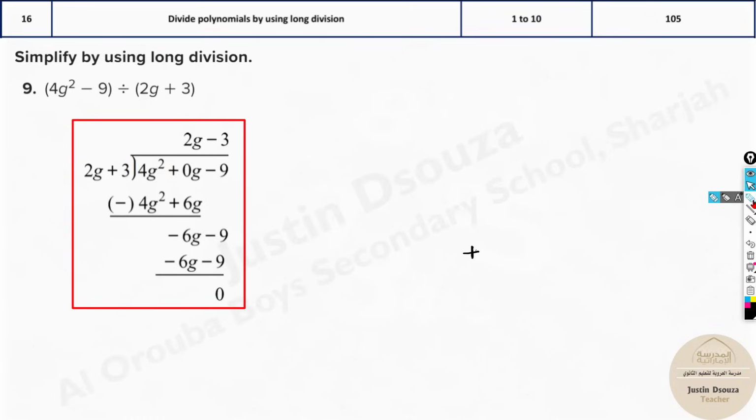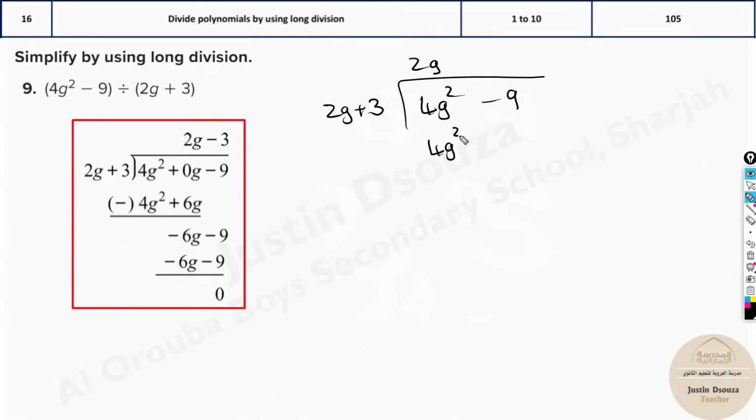Okay, now this is an important thing which we must remember here. So you can see there is 4g squared minus 9, and if we divide it by 2g plus 3, we get an error. Let us try this. 2 times over here 2g, so it becomes 4g squared. And what happens over here? 3 times 2g is 6g, so it's plus. Now how do we solve? We change the signs.